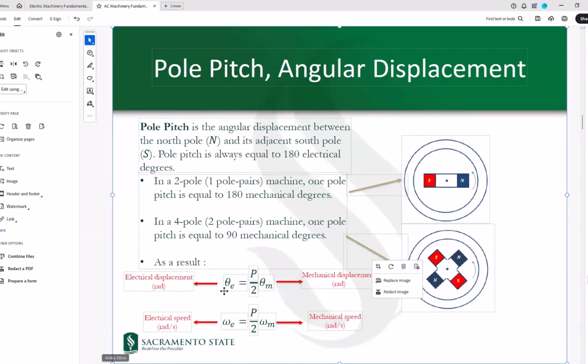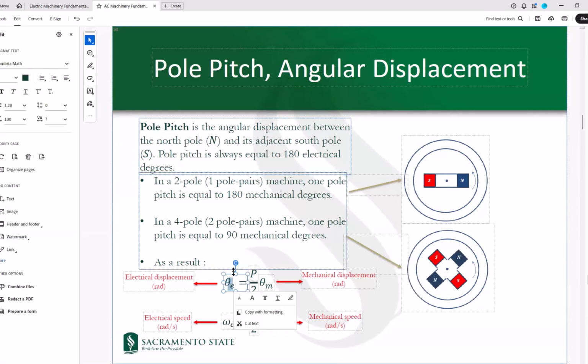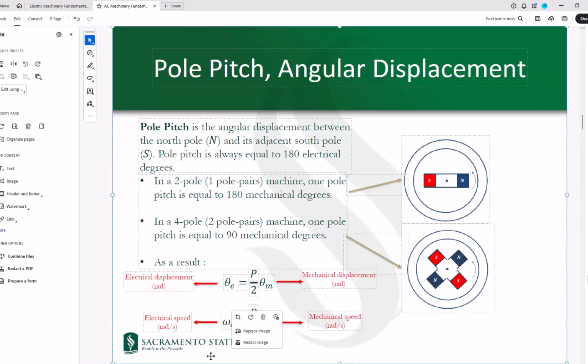Since displacement, or in other words, since rotational speed is the time derivative of the angular displacement, we can conclude that in terms of rotational speed, the same type of relationship also would exist between the mechanical versus electrical speeds. Now we're talking radians per second.